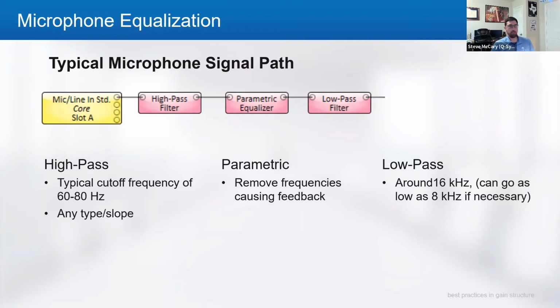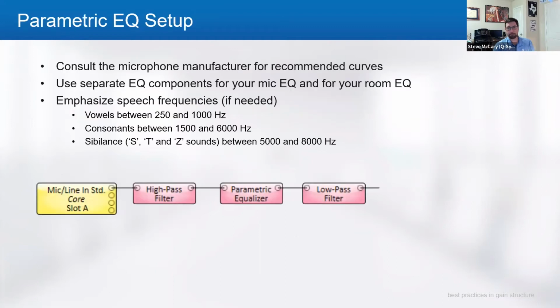And then when we get to your parametric, a lot of times the microphone manufacturers will have a recommended EQ curve, or they'll show you a plot of frequency response across the spectrum. And you can use that to flatten out any frequencies that might be just a little strong. Also, if you're having any feedback issues, you can go through and find those, and you can pull out those frequencies that are giving you any feedback. So that's what you would do inside that parametric. So like we said, you're going to consult the microphone manufacturer for your recommended curve.